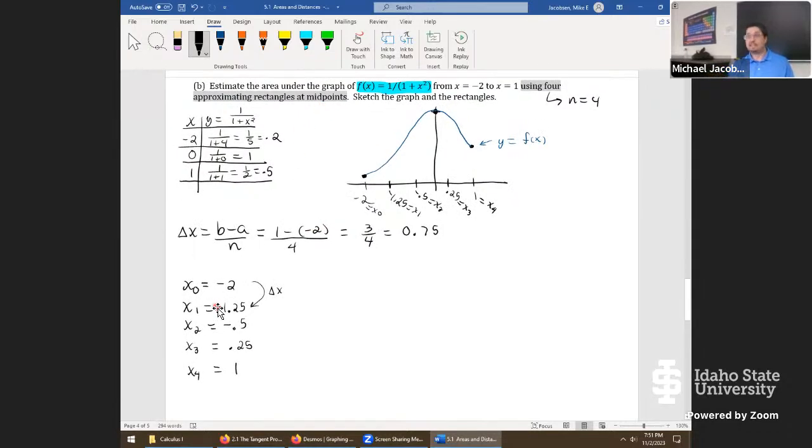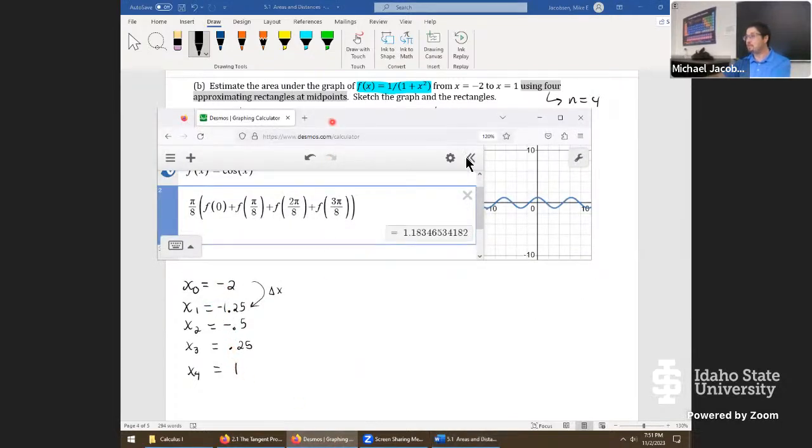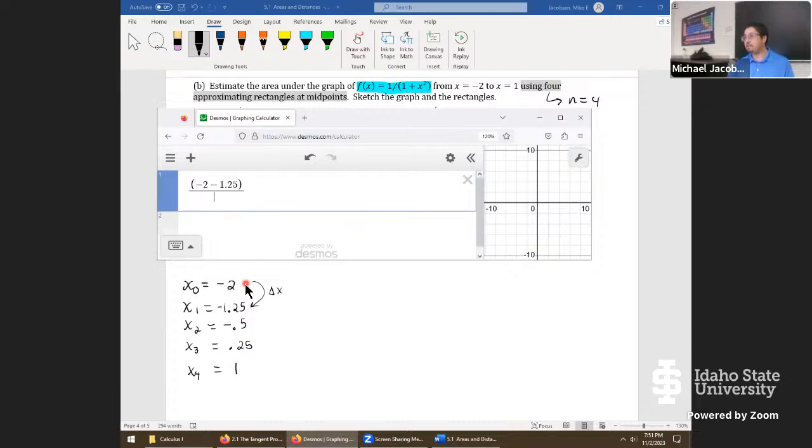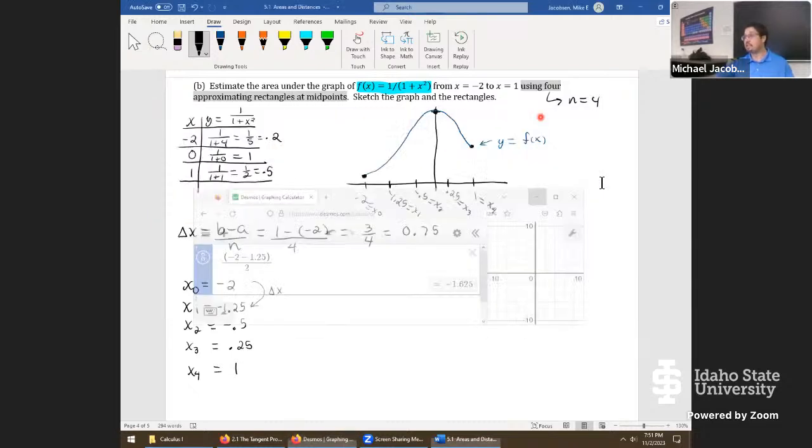So here's a strategy. You can get your midpoints just by averaging each one of these pair of points. You can literally go into Desmos and take -2 minus 1.25 divided by 2, and that's your first midpoint. But this is a tedious computation. What I want to show you is another slightly faster way to get through this.